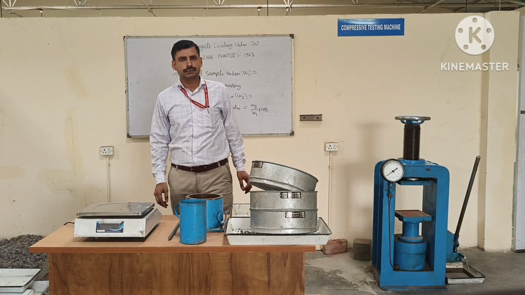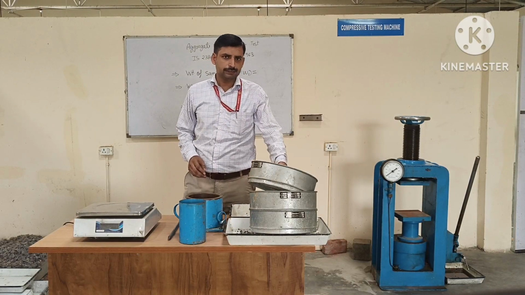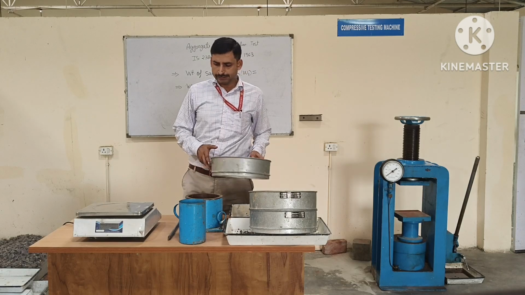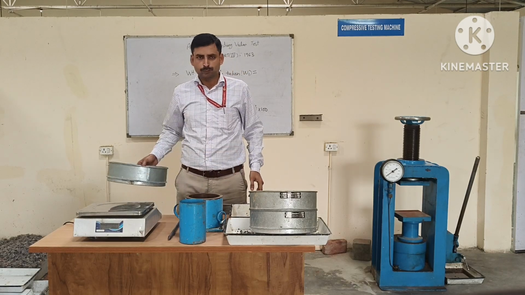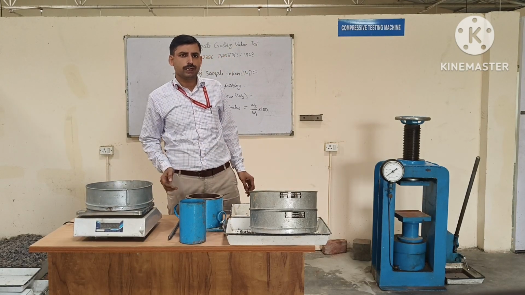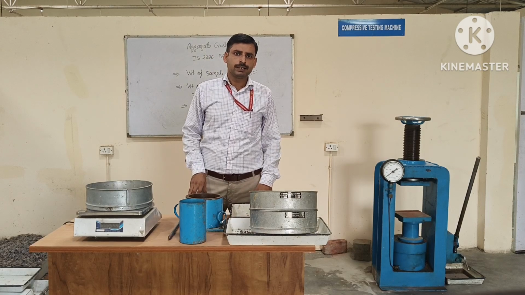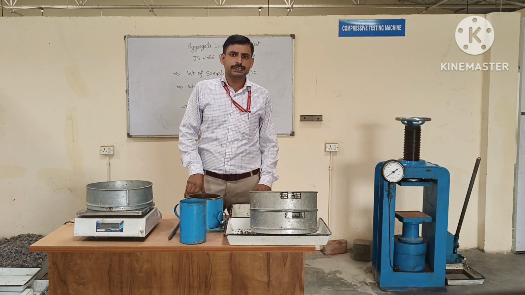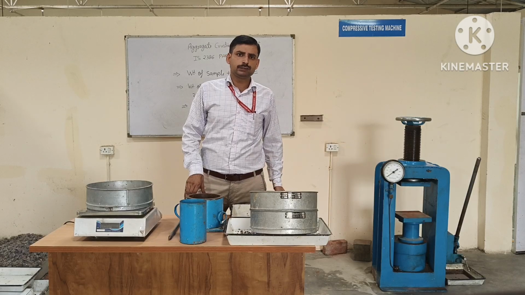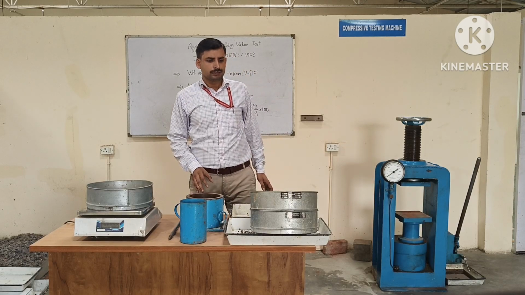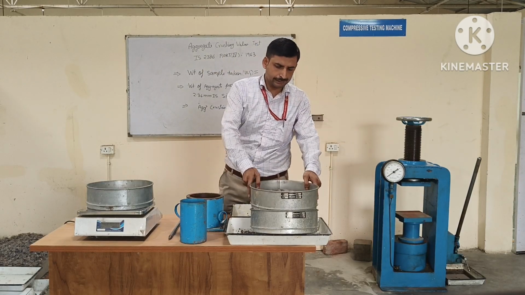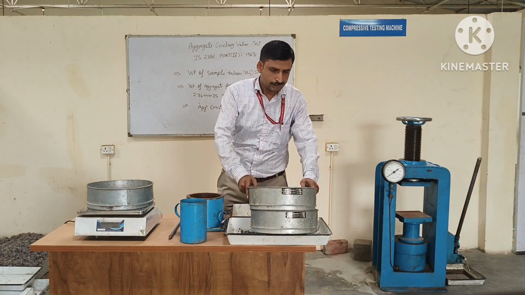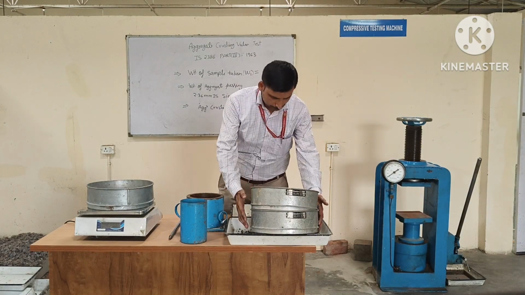Now we start the practical. In this test, we mainly take the aggregate which is passing through the 12.5 mm IS sieve and retained on the 10 mm IS sieve. Before taking the aggregate, we put it in the oven so that the moisture of the aggregate is removed. Now I have already taken the aggregate. You can see this one. Now we start sieving.